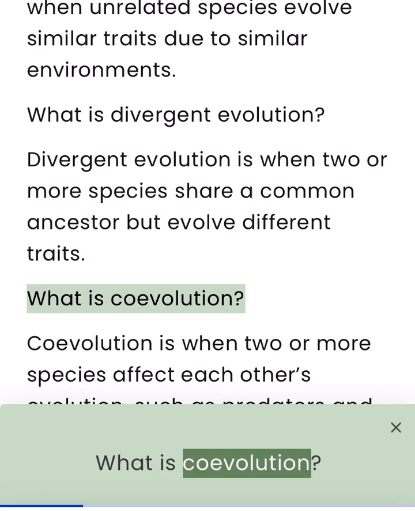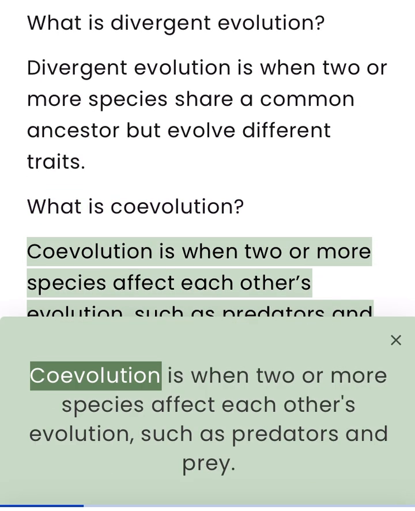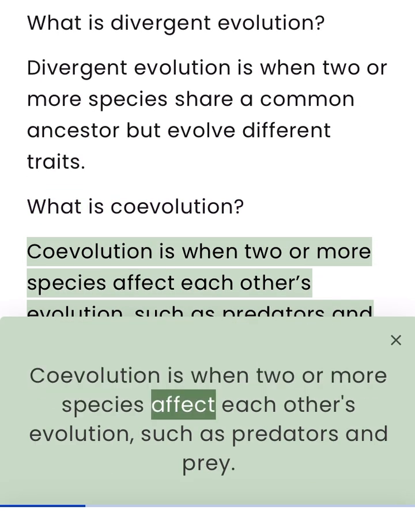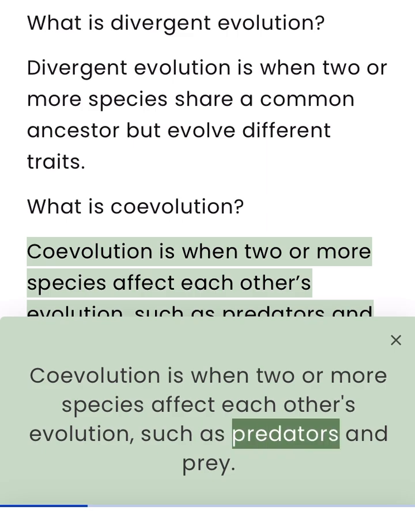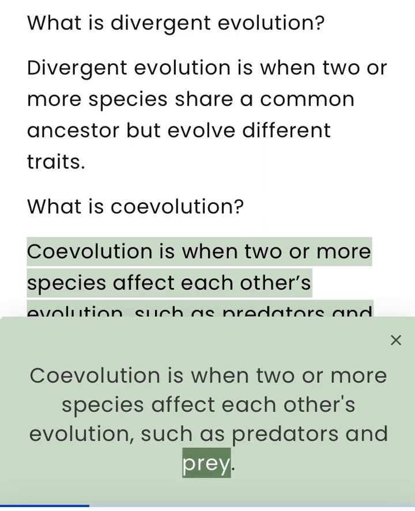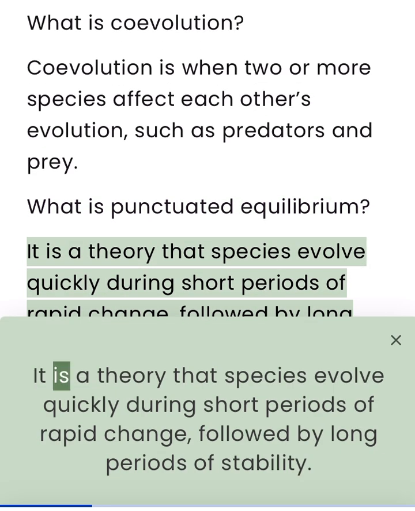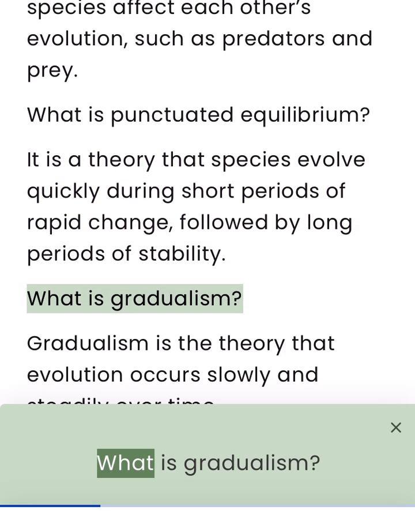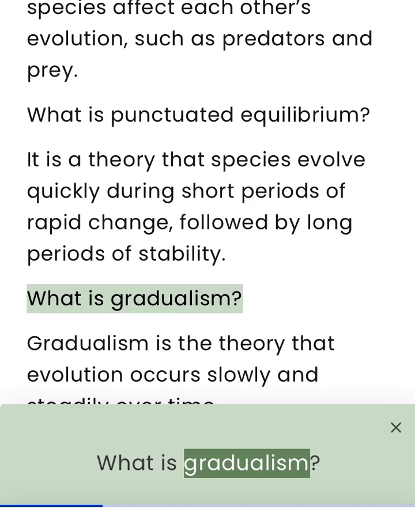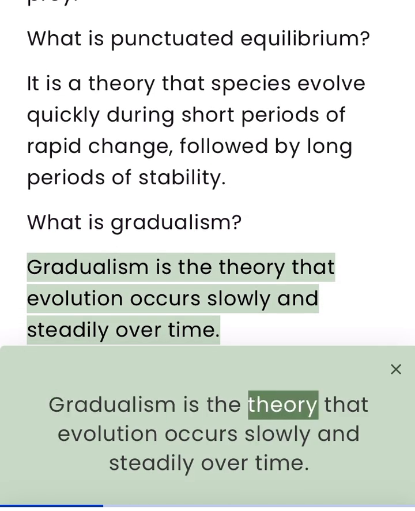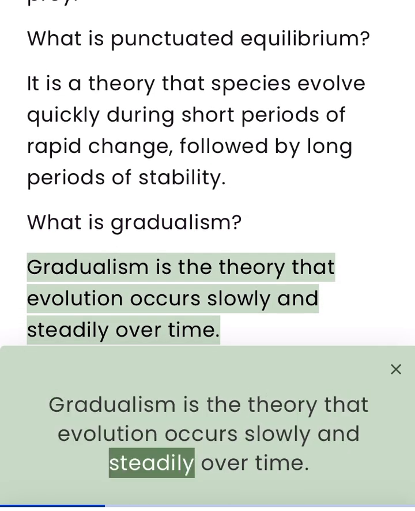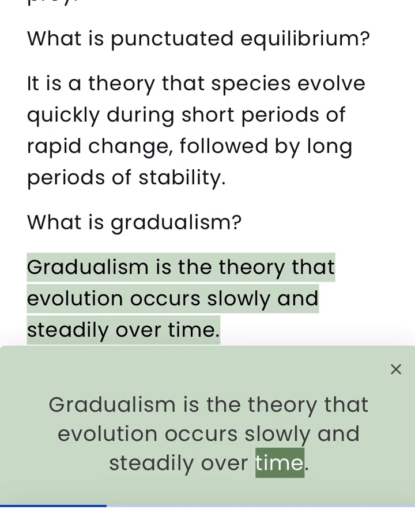What is coevolution? Coevolution is when two or more species affect each other's evolution, such as predators and prey. What is punctuated equilibrium? It is a theory that species evolve quickly during short periods of rapid change, followed by long periods of stability. What is gradualism? Gradualism is the theory that evolution occurs slowly and steadily over time.